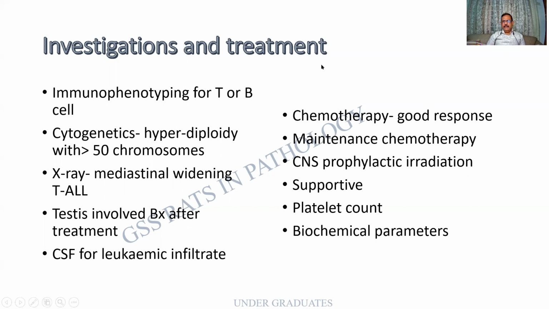What are the investigations and treatment? First, you will have to do an immunophenotyping to find out whether it is a T cell or a B cell. Sometimes cytogenetic studies will be necessary. You find that there are more than 50 chromosomes due to hyperdiploidy. X-ray can show mediastinal widening because there can be a mediastinal infiltration, T-ALL. Sometimes there can be infiltration into parenchymal organs such as the testis.